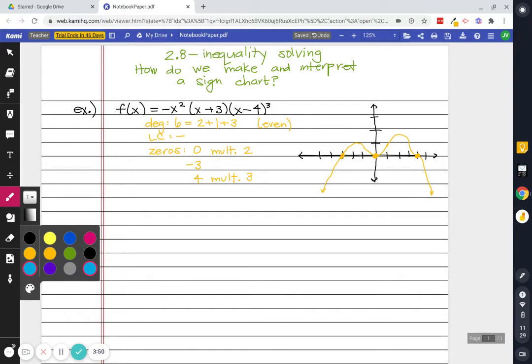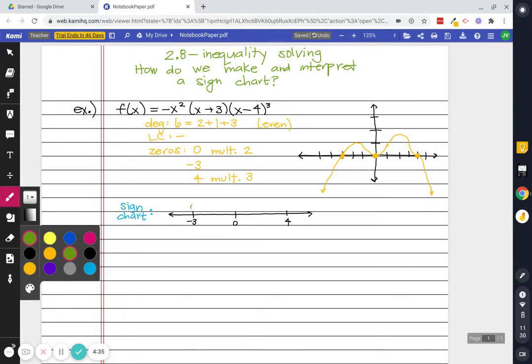That's a graph. A sign chart tries to capture what we see in that graph. So let's talk about the sign chart for this function. First of all, our sign chart is formed on a number line. And then on that number line, I'm going to mark off key numbers. One key number is negative 3, one is 0, and one is 4. If you're not sure where those are coming from, the zeros are the key numbers that we want.